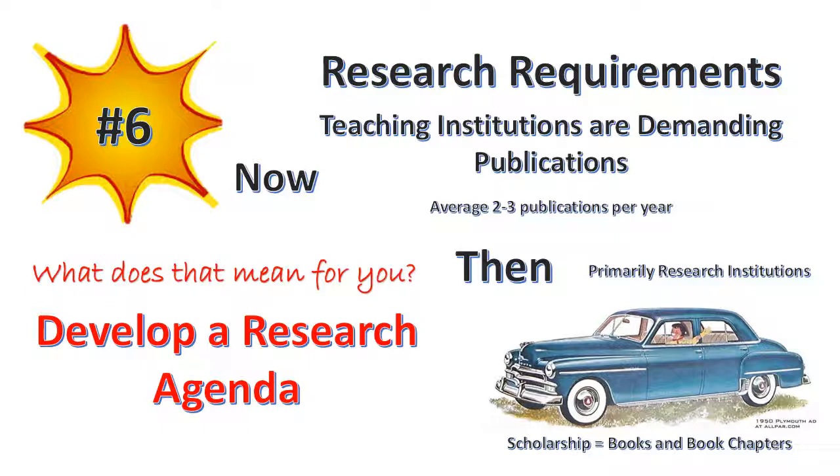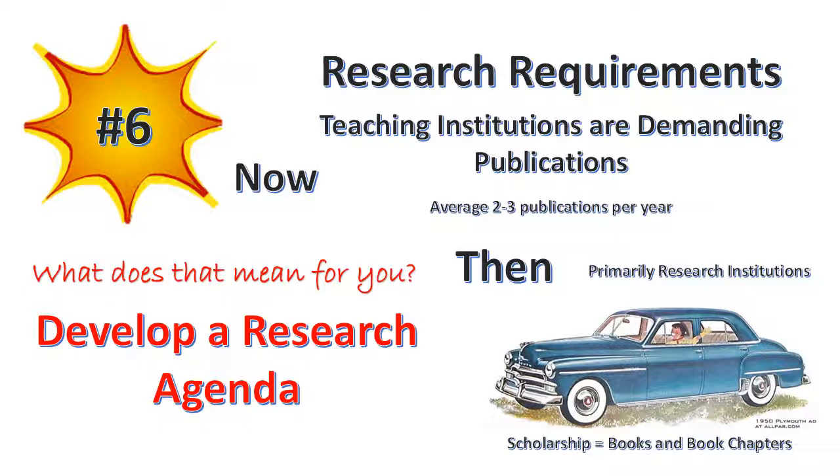But now, universities are demanding that everybody publish. Whether you're at a teaching institution or a research institution, there is a demand that you get the university's name and thereby your own name in print, and that is showing that you are the scholar that you purport to be. So what does this mean for you?